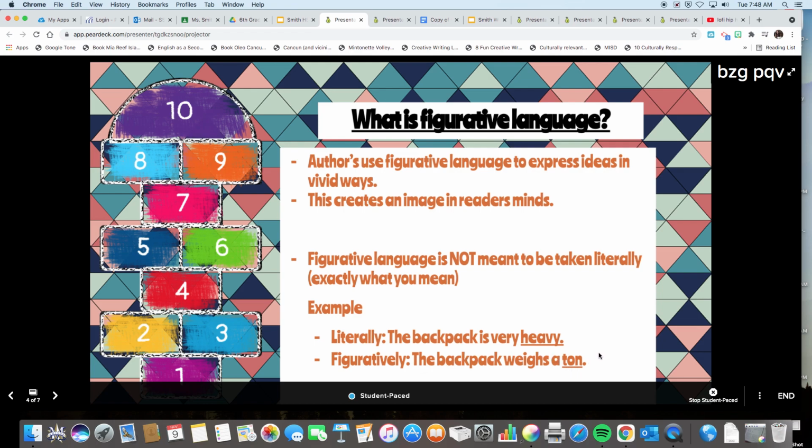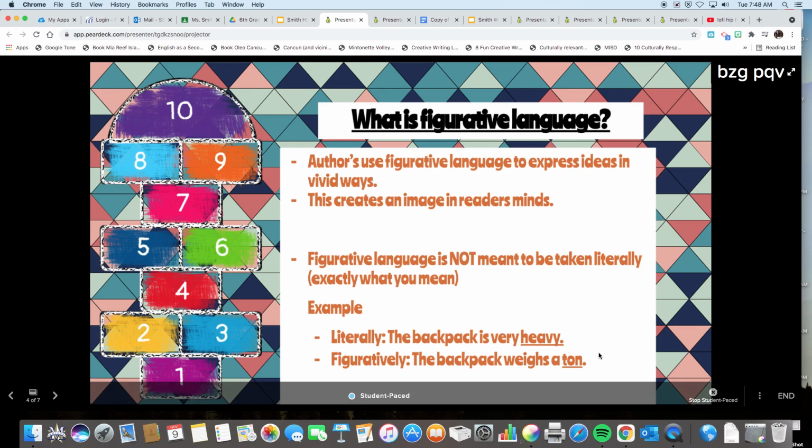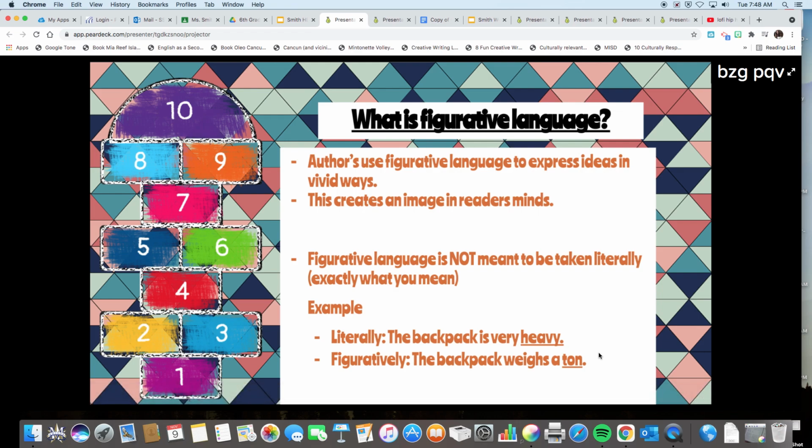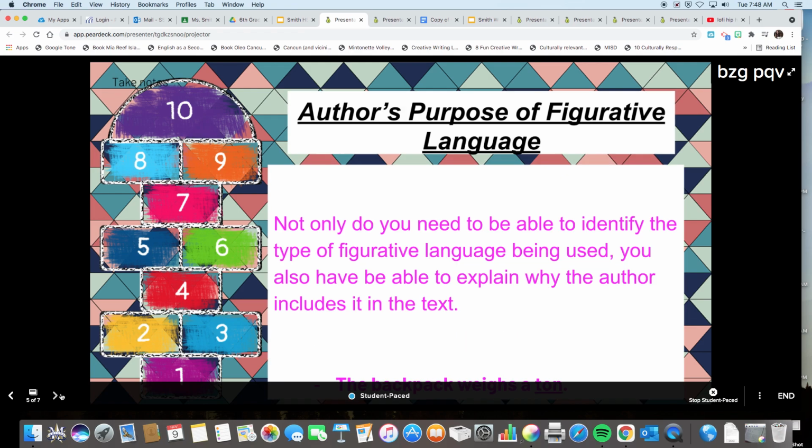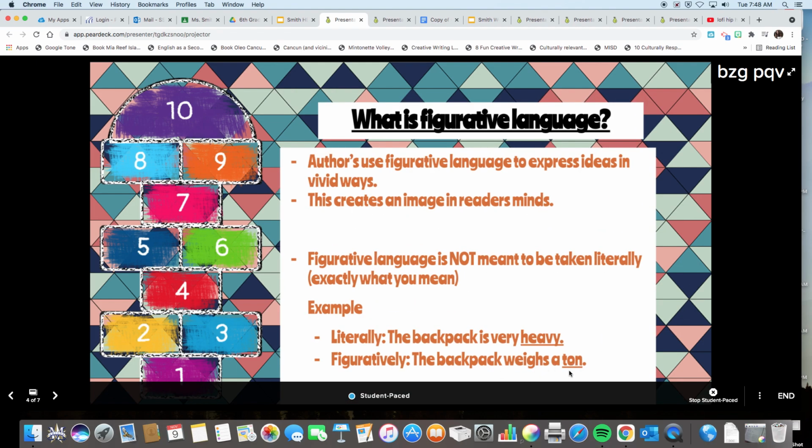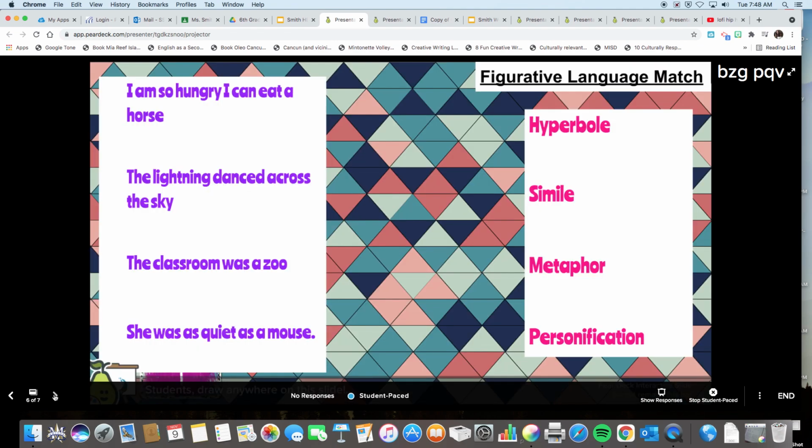Again, this is basically to kind of put a picture in your mind and show you that they think the backpack is really heavy. Okay, so the next thing we're going to do is talk about the author's purpose of figurative language. So not only do you need to be able to identify the type of figurative language being used, you also have to be able to explain why the author includes it in the text. So when they're saying the backpack weighs a ton, right here, the author's purpose of the figurative language is to illustrate that the backpack is very heavy, okay? That's the author's purpose of the figurative language.